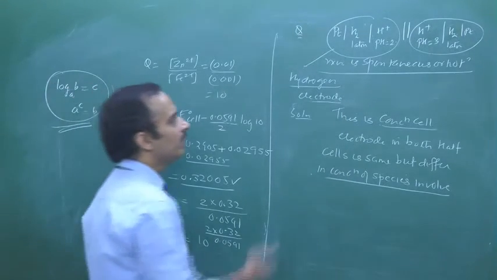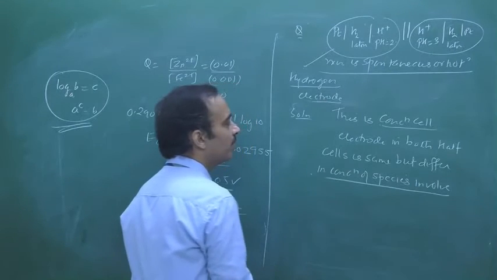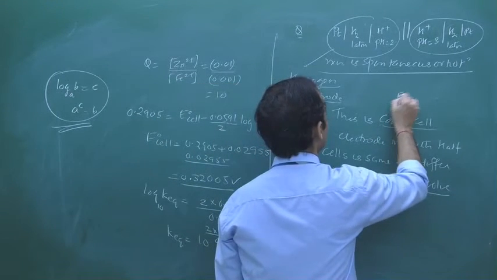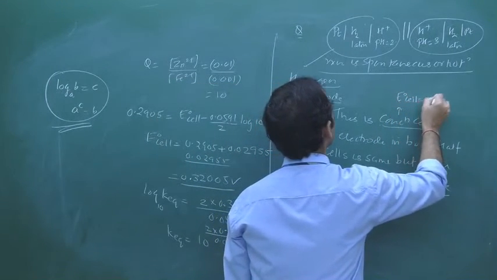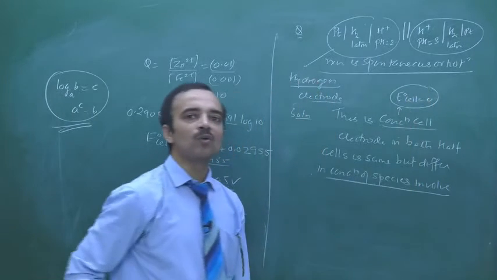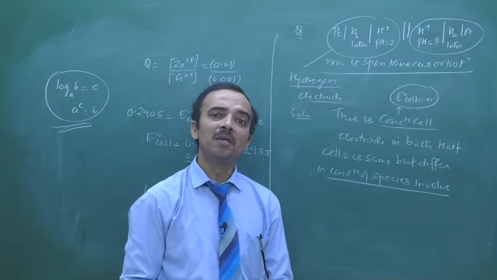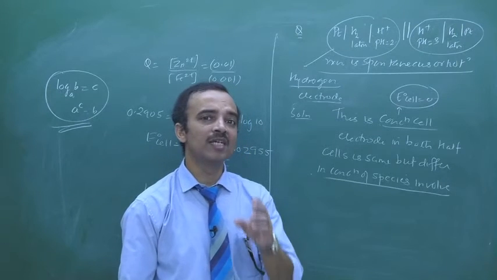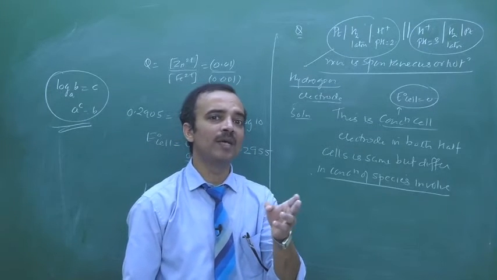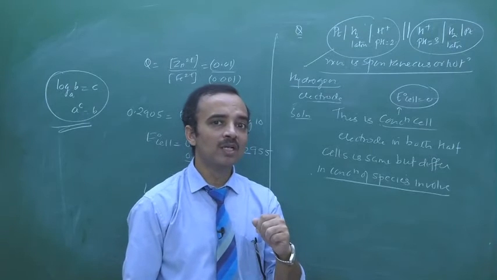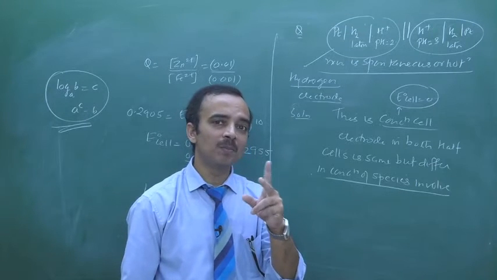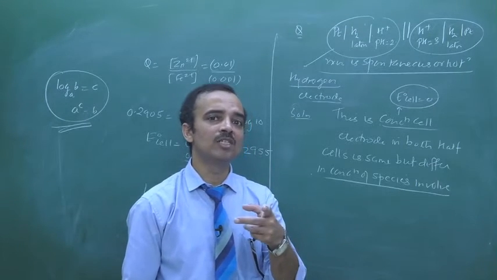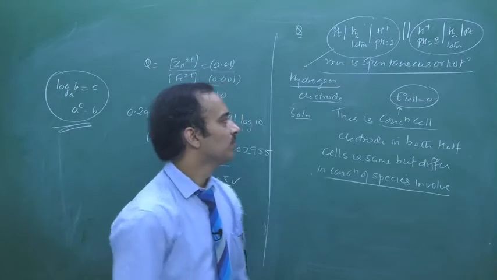Now, how can we write down its reaction? Beta, remember, for a concentration cell, E0 cell is 0. How can we say? If both half cells are the same, then E0 cell is E0 RP of cathode minus E0 RP of anode. Both these E0 RP are identical, therefore E0 cell will come out to be 0.